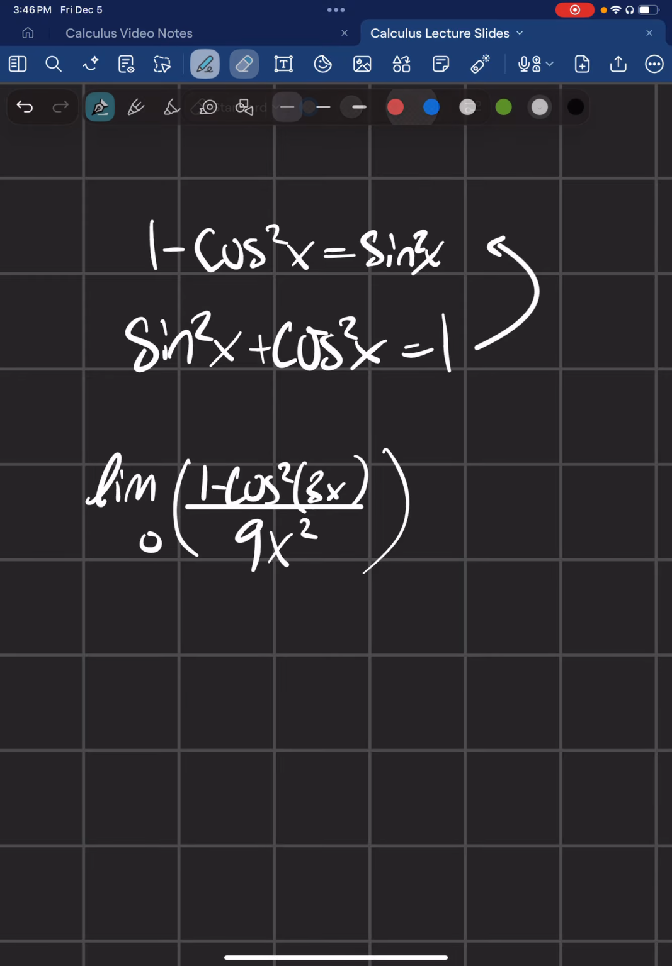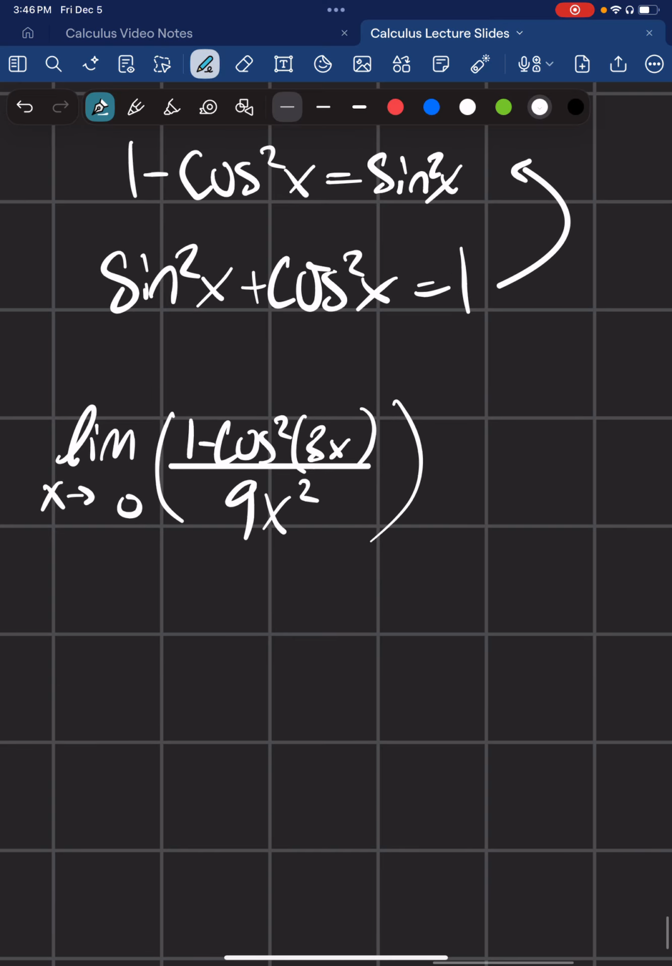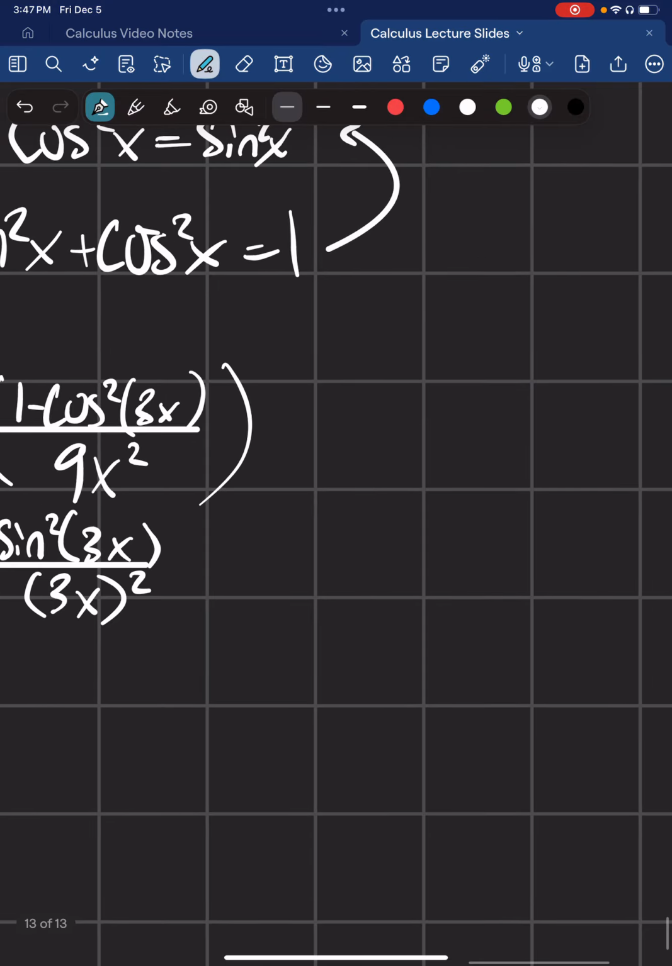Rewrite this. It's kind of bad. So we're now able to rewrite this function as sine squared 3x over, and if we see this again, what we notice here is that this is actually just a squaring of 3, right? So then, doesn't this look really familiar? It kind of looks like it has the same coefficient, and they're both squared, right?